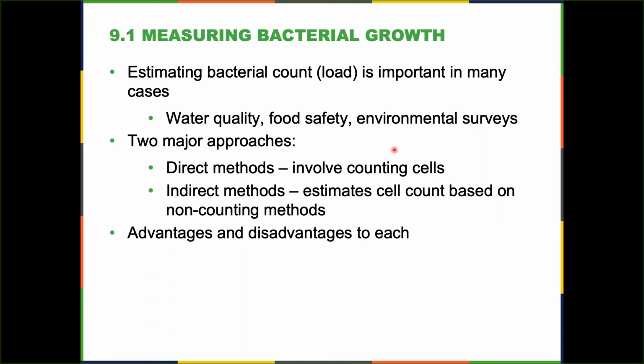We need to figure out a way to do that, and each of these applications is going to require a certain type of counting method. There are two major approaches: the direct method, which involves counting cells or growth of some sort, so we are able to visualize the growth, whereas an indirect method is an estimate based on some sort of non-counting method. What does that mean?